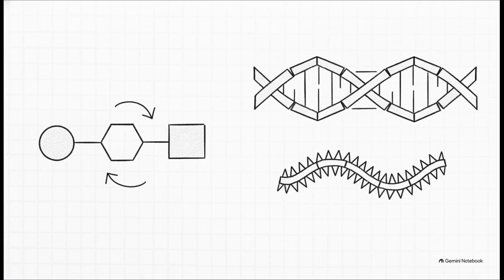But wait, how does the cell actually know the exact sequence of amino acids to build that protein in the first place? Well, that brings us to nucleic acids, the master blueprints. The building block, or monomer here, is the nucleotide, which has three parts: a base, a sugar, and a phosphate. These nucleotides link together to form DNA, the famous double helix that carries your hereditary genetic information, and RNA, which is usually single-stranded and helps translate that DNA blueprint into the actual working proteins we just talked about.